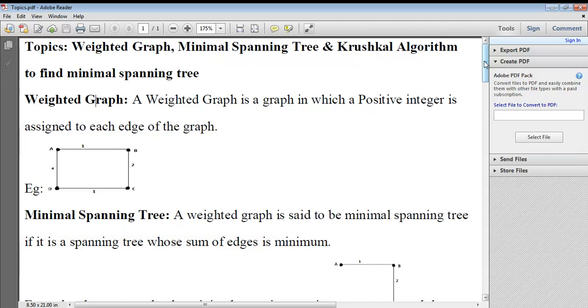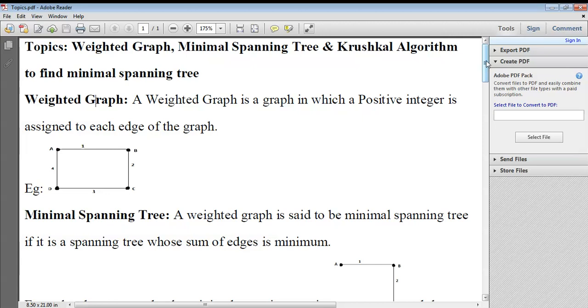In the example, the edge AB is assigned weight 1, BC is assigned weight 2, CD is assigned weight 3, and DA is assigned weight 4. So a weighted graph is a graph in which each edge is assigned some weight or some positive integer. Such a graph is called a weighted graph.